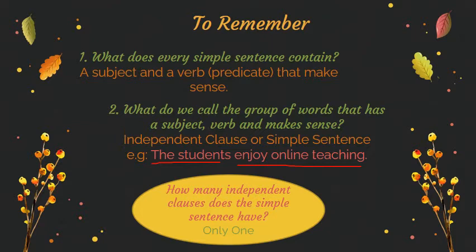Then it is complete. It is a simple sentence, and we call it also independent clause because it doesn't depend on something else. So how many independent clauses does the simple sentence have? One. So one independent clause equals one simple sentence. One simple sentence equals one independent clause. So you see they are equal.